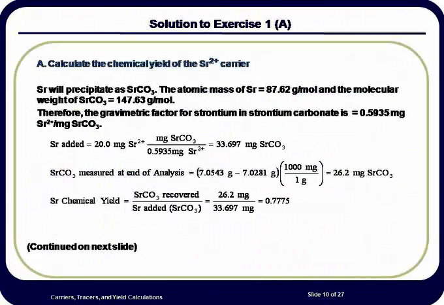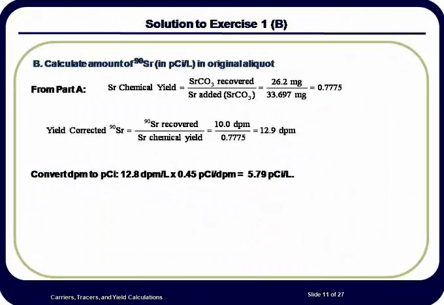The chemical yield is calculated as a fraction. Note that you needed to use the gravimetric factor for the amount of strontium carbonate produced per mass of strontium ion added. The value of 0.7789, carrying all 4 significant digits, should be used in subsequent calculations. Rounding to 3 significant figures should only be used in the final expression for the activity. The final value for strontium-90 concentration is 5.76 picocuries per liter. If you did not get this value, please review slides 3 through 10 before proceeding.